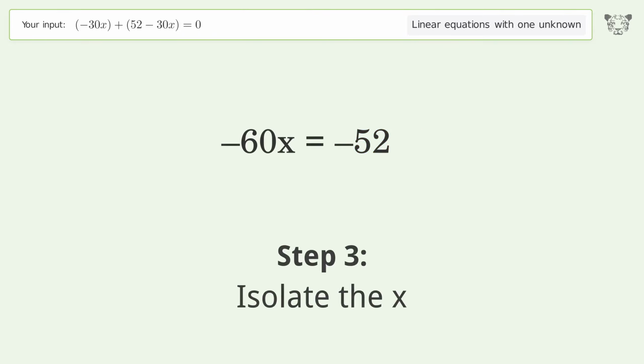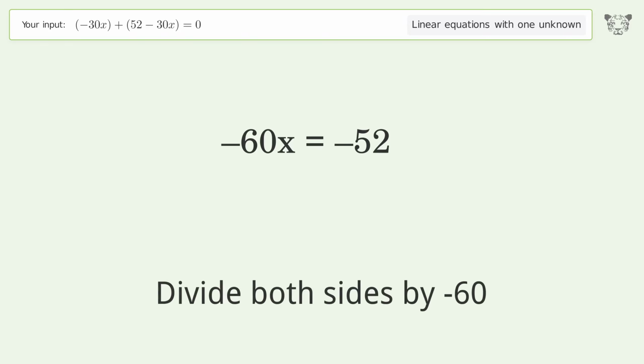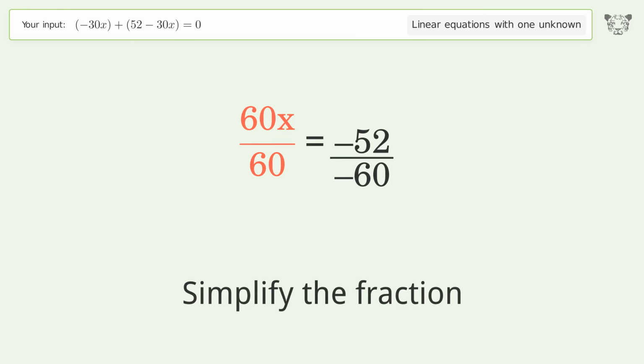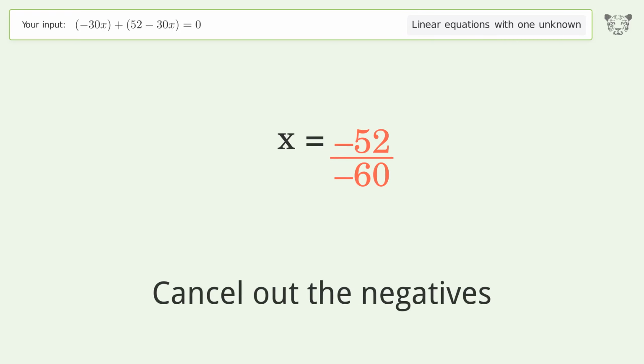Isolate the x. Divide both sides by -60. Cancel out the negatives. Simplify the fraction. Cancel out the negatives.